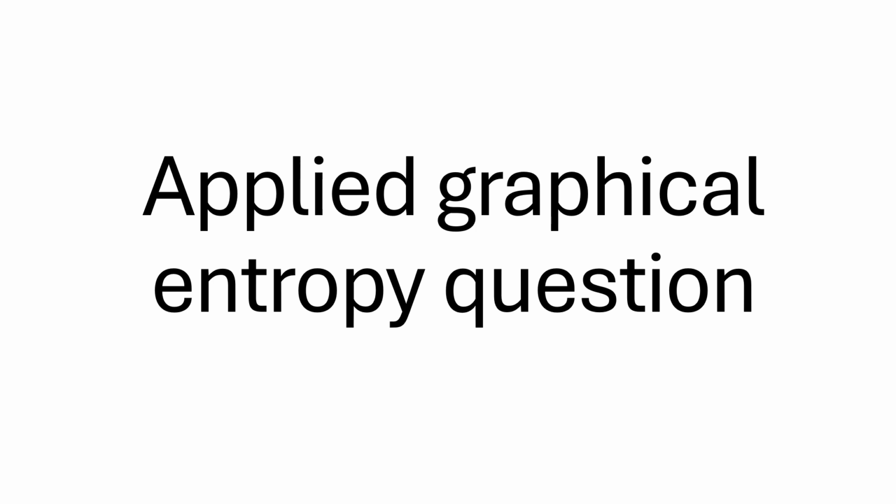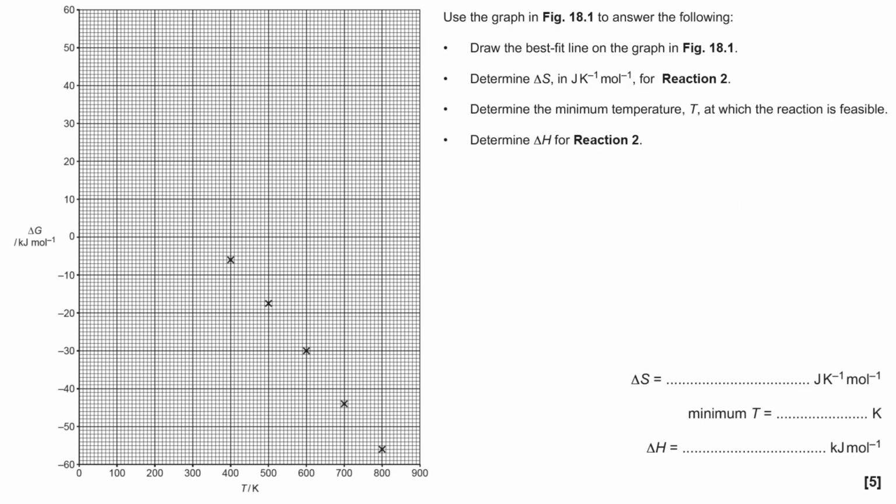Hello and welcome to this look at an applied graphical entropy question. They say to use the graph in figure 18.1 to answer the following. So you've got the graph on the left. First thing is to draw the line of best fit. Obviously that's going to look something like this. And then they want you to determine delta S in joules per Kelvin per mole for reaction 2.